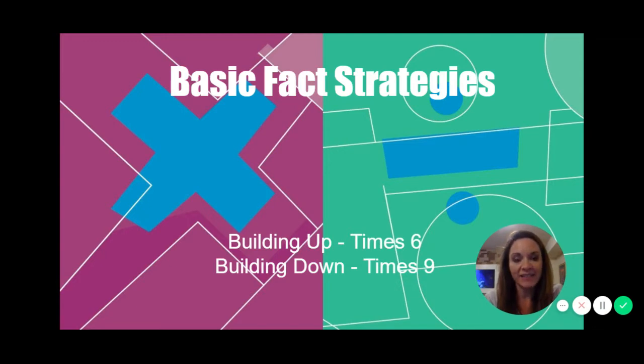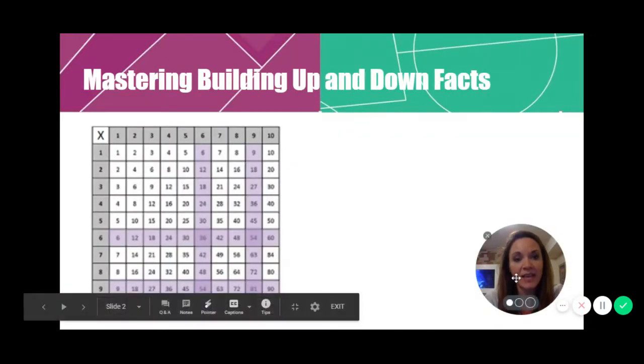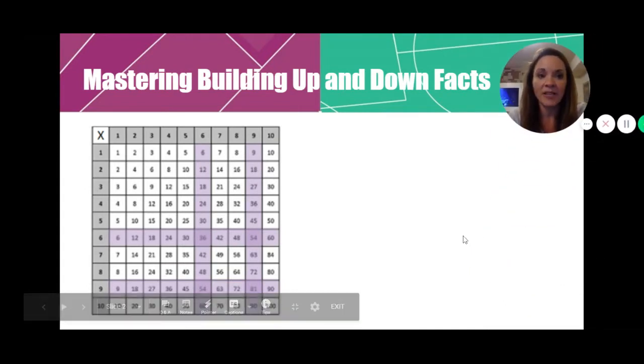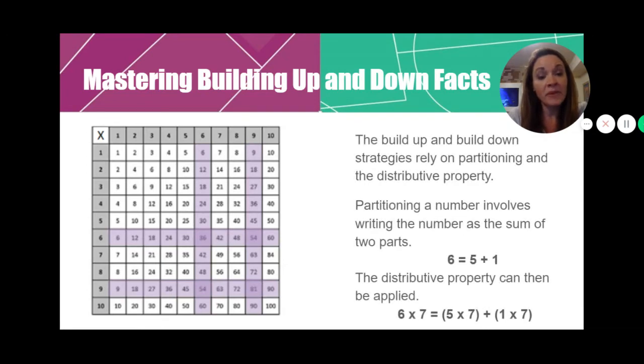And for today's lesson, we're going to be exploring the basic fact strategies for multiplication and division called building up, which is for your times 6 facts, and building down, which is for your times 9 facts. Here I have a multiplication chart that shows both our times 6 facts and our times 9 facts. The build up, which is for times 6, and the build down strategy, which is for times 9, rely on partitioning and the distributive property.